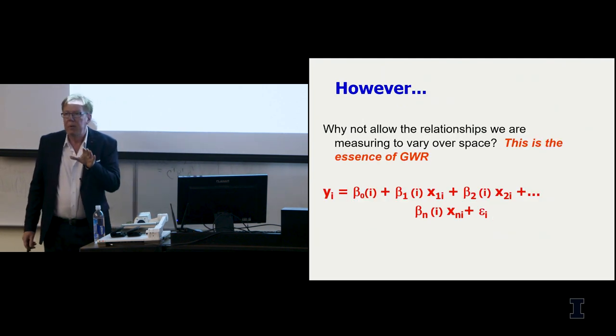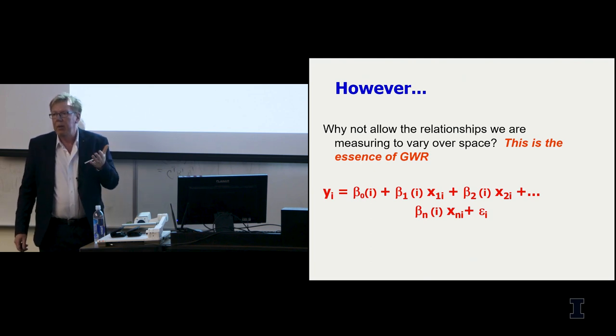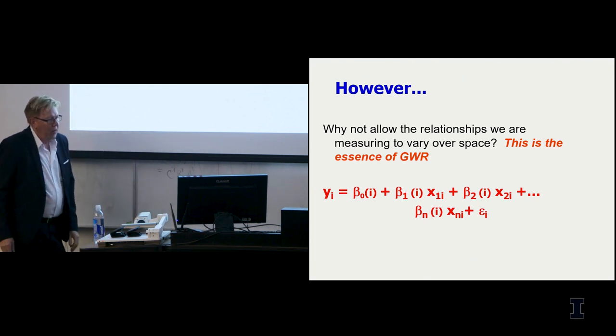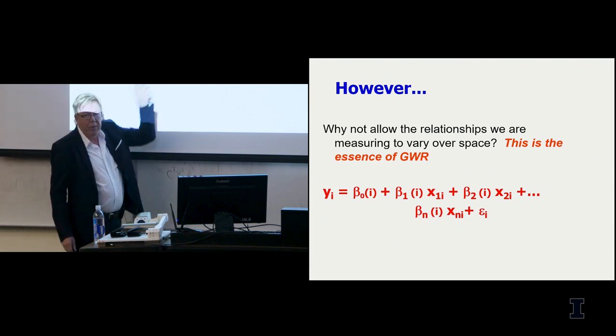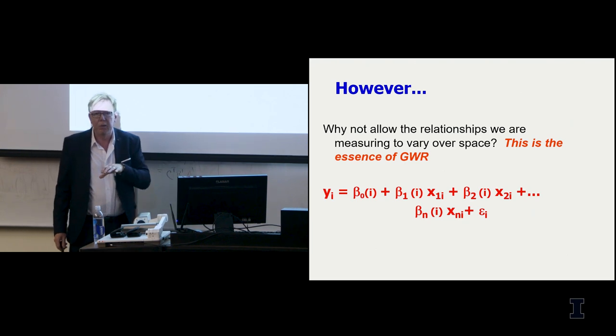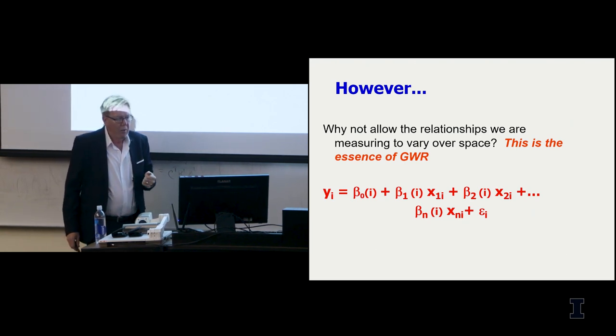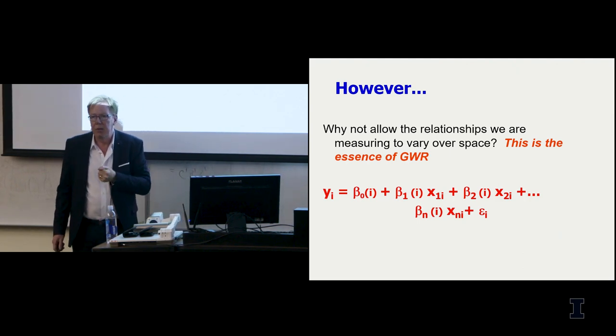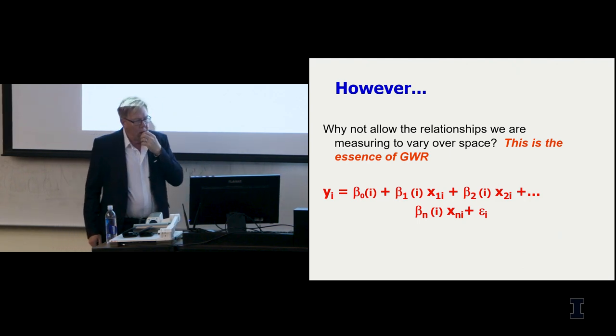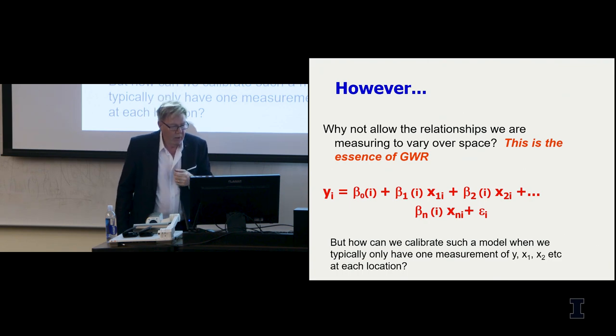But what if those parameters, those influences, the influence of the covariates is varying over space, just as the climate does, just as the rainfall figures do, just as the degrees do across the United States? Well, let's allow that possibility. And let's allow the parameters in the model to vary spatially. So what we'd like is a model where we can actually calibrate the model separately for each location. And that's the essence of geographic weighted regression.